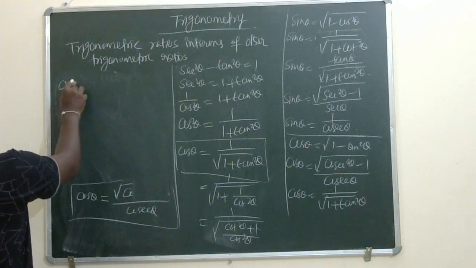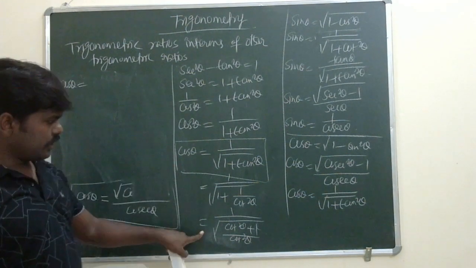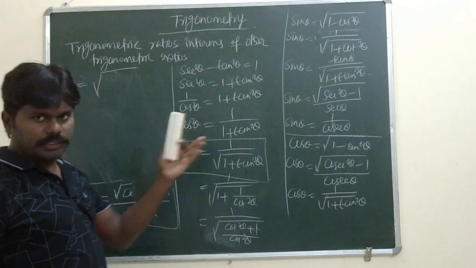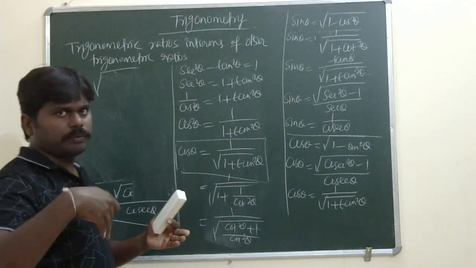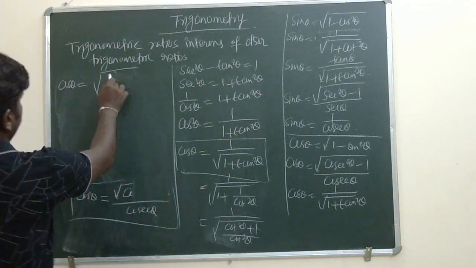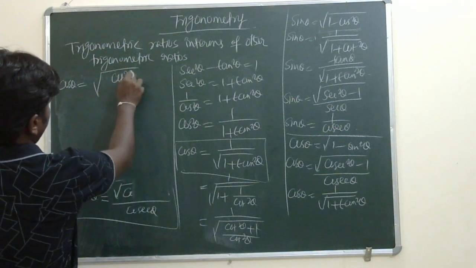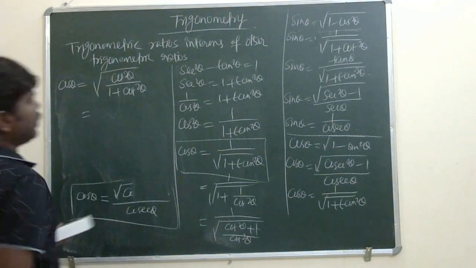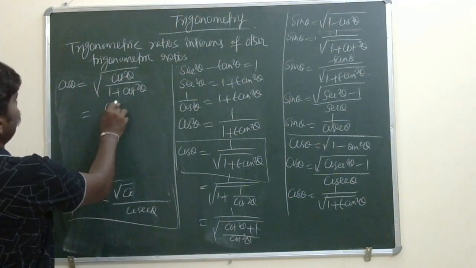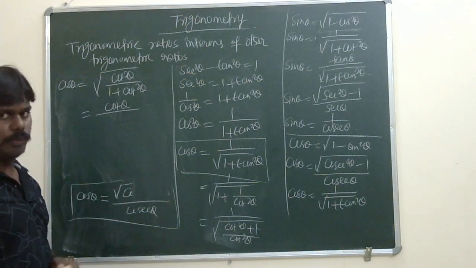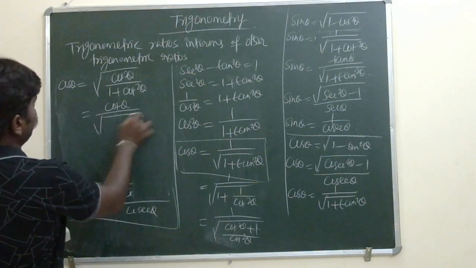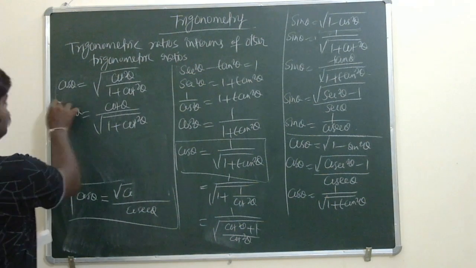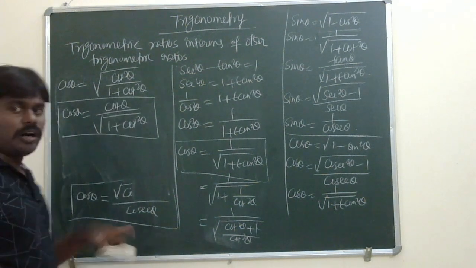Cos theta on the LHS is equal to, when you take this term into the numerator, the denominator becomes numerator and numerator becomes denominator. That is obvious. So we get cot square theta divided by 1 plus cot square theta. The cot square theta and the square root cancel, and you get only cot theta in the numerator divided by square root of 1 plus cot square theta. So this is the expression of cos theta in terms of cot theta.